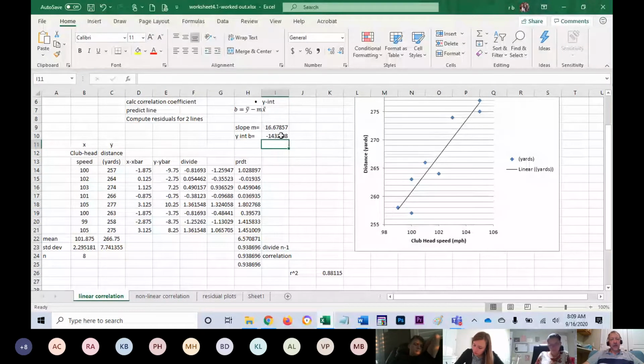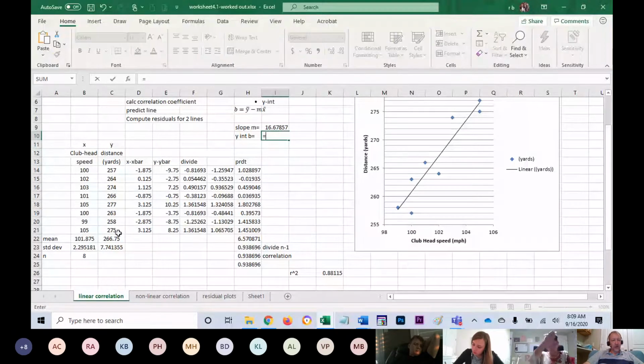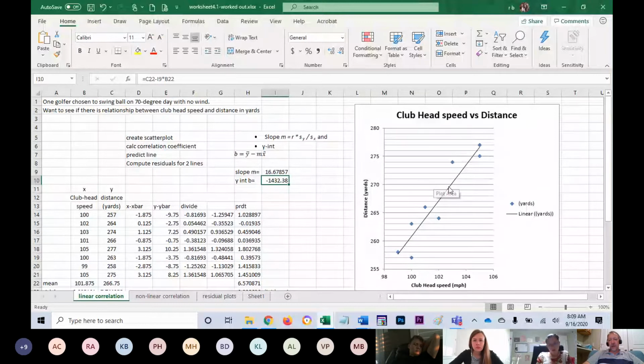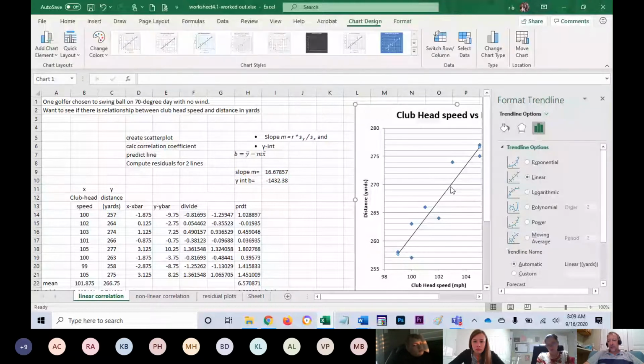Oh, wait, did I do something wrong? y bar minus m times x bar. Why is that? That doesn't look right to me. I can cheat with this. Do you need to put the y minus the slope in parentheses? That shouldn't matter.